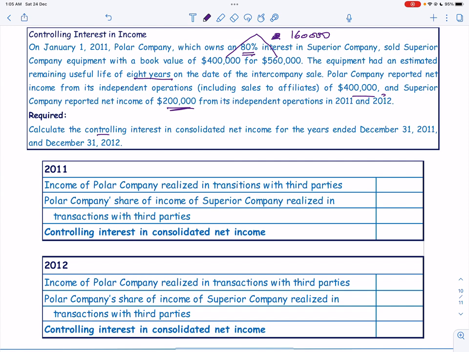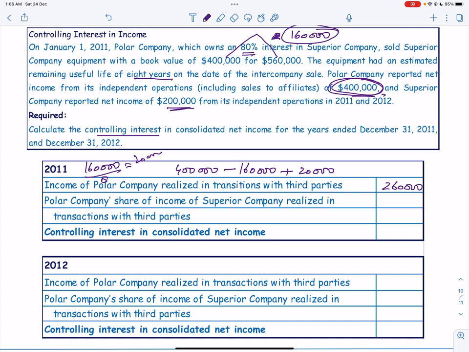Calculate the controlling interest, that is the parent company's interest, in consolidated net income for the years ended December 31, 2011 and 2012. Once again, the income of P company realized from third parties is going to be, you see, we have the 400,000 minus the intercompany profit of 160,000 plus the excess depreciation. The total excess depreciation to be charged will be 160,000, and this is for 8 years, so that makes 20,000. So the income of P company realized in transactions with the third party is 400 minus 160 plus 20, that is 260,000.